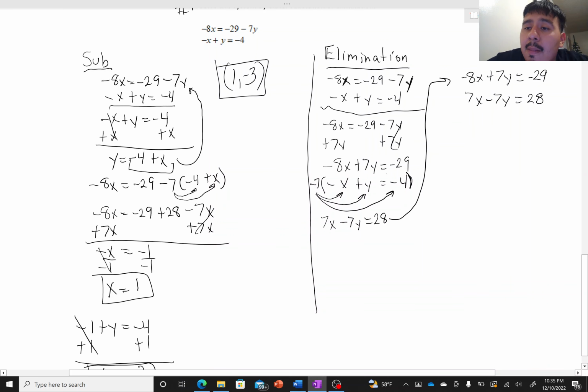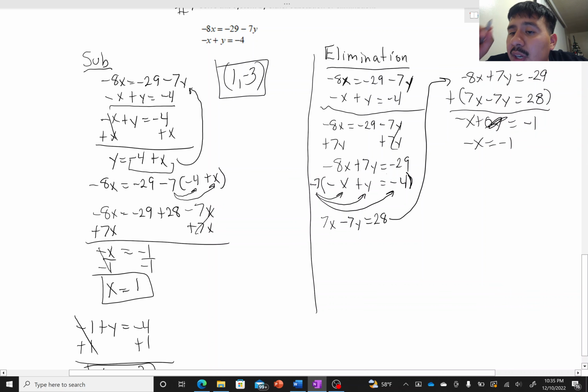So I'm going to go ahead and take my whole equation, and I'm going to add it. So if I add it, I get negative 8x plus 7x. That gives me negative x. 7y plus negative 7y gives me 0y. I'll just do plus 0y. And then negative 29 plus 28 gives me negative 1. I end up with negative x is equal to negative 1. I just got rid of the 0y because that's useless. We don't need it. Now, I divide by negative 1, divided by negative 1. I get that x is equal to 1.